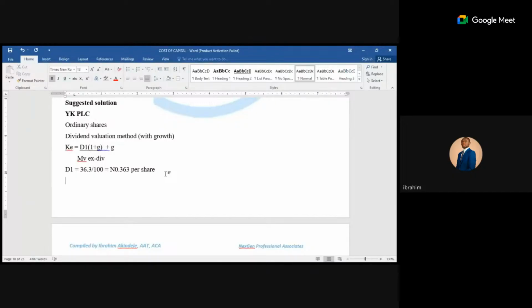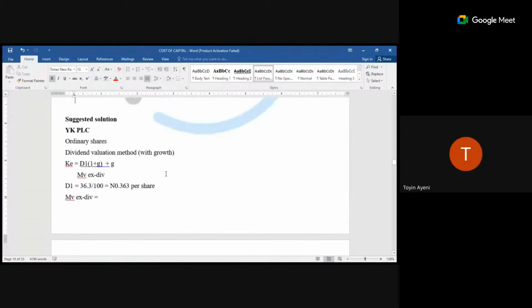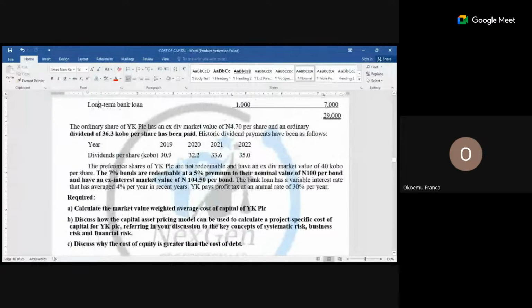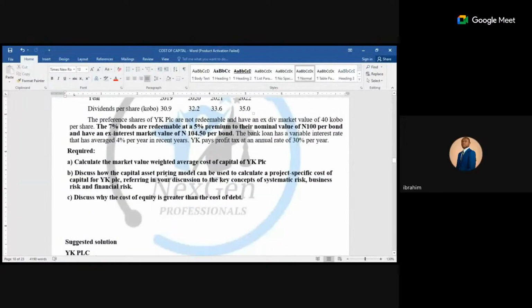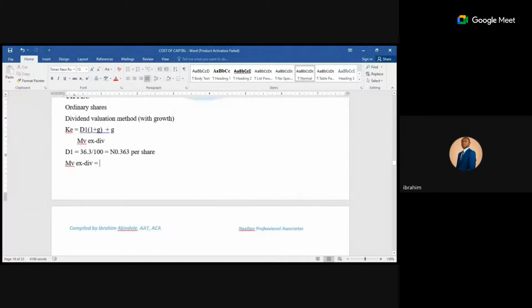So what is the market value ex-div of the ordinary shares given to us in the question? Let's quickly go back. It is 4.70 per share. You can see that this is per share, and that is the reason why you need to convert the dividend, so that you have it per share.